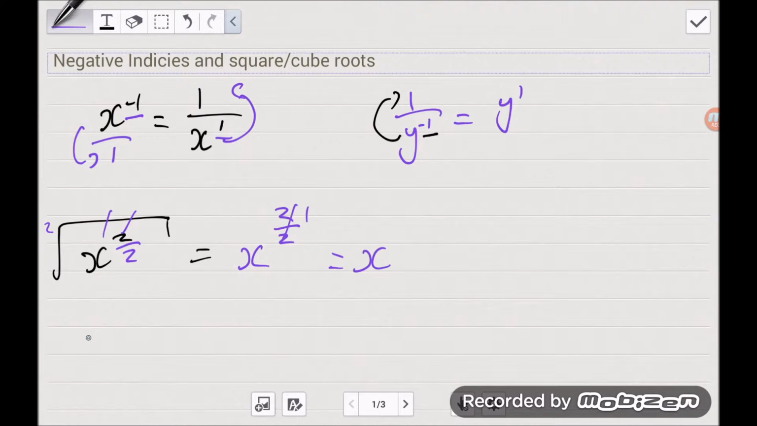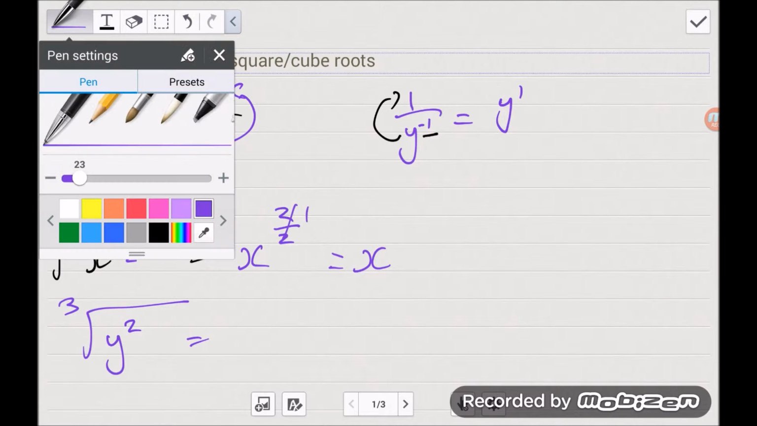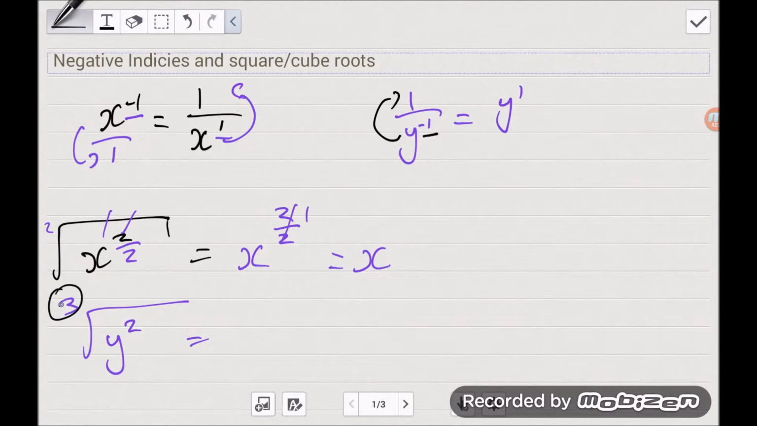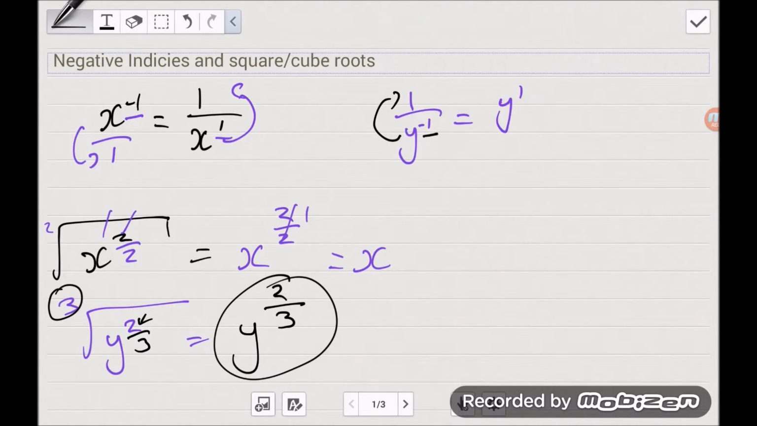And let's just do cube roots quickly. So the cube root of y squared. Same thing. The root goes to the denominator, and the squared number, which is this number, stays in the numerator. So y to the power of 2 over 3, which is the answer, and takes out the root.